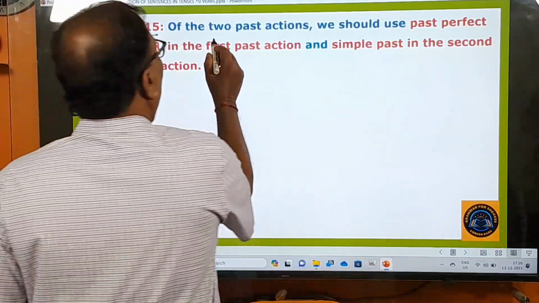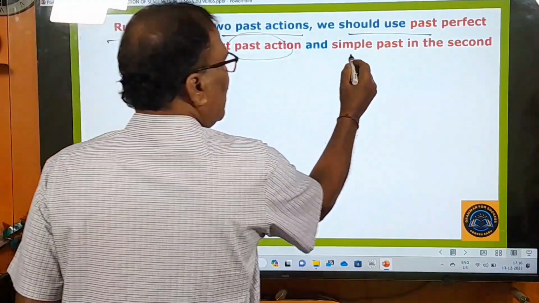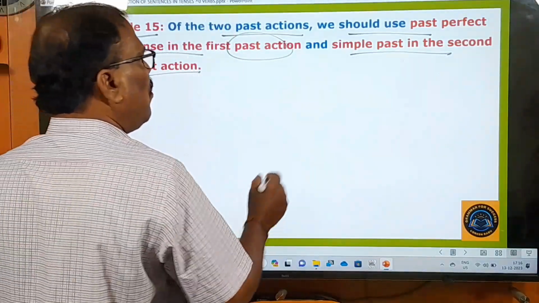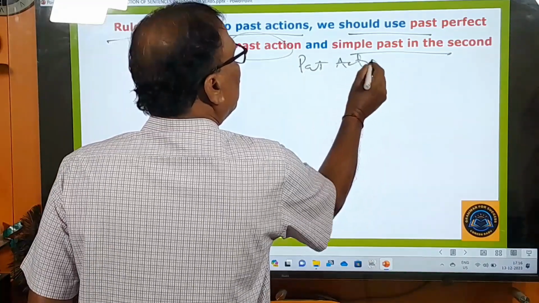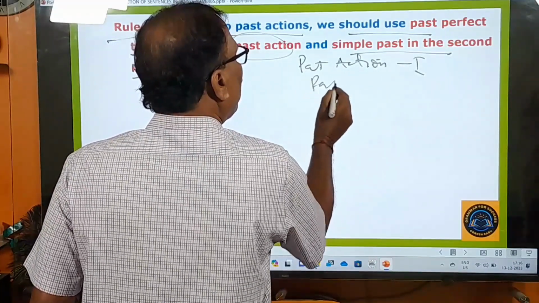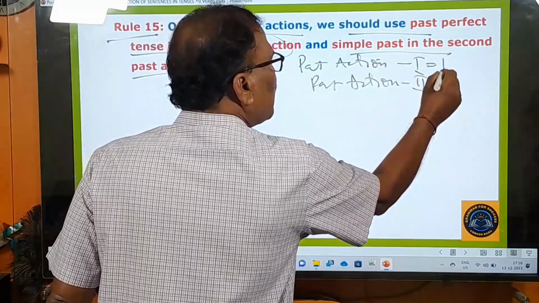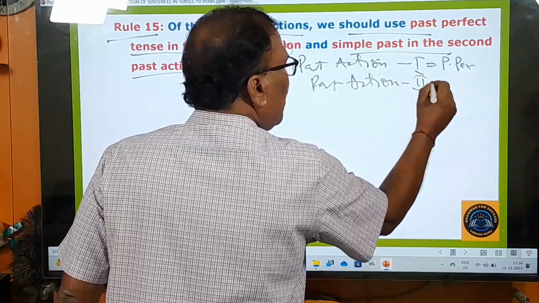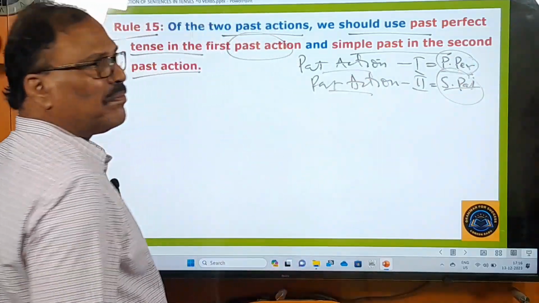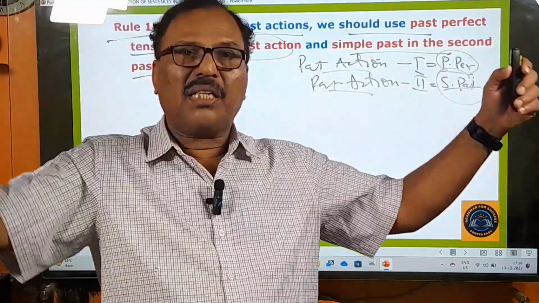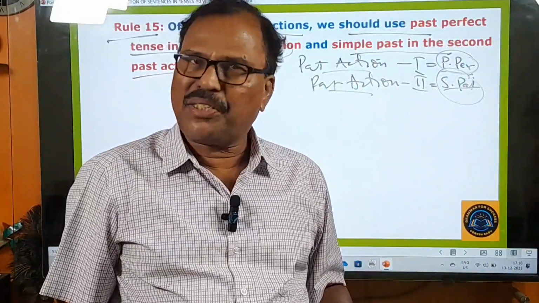The 15th one is there. Of the two past actions, we should use the past perfect tense in the first past action and the simple past in the second past action. You know very well, of the two past actions, let me say past action 1, past action 2, right? Of these two past actions, in the first past action we have to use past perfect, but in the second past action simple past. So this is very, very important. Of the two past actions, in the first past action past perfect must be used, and in the second past action simple past tense must be used.